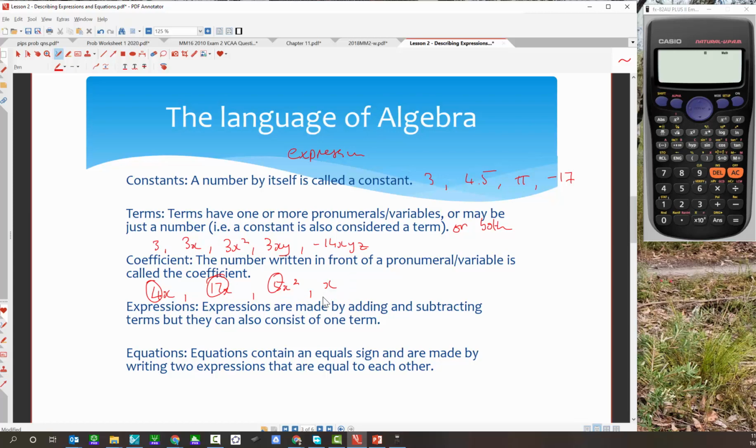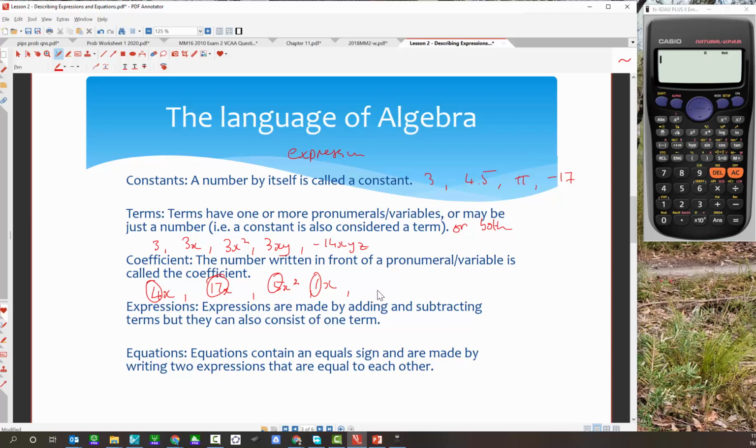If I had x, what would be the coefficient there? Well, hopefully you know that x can be written as 1 times x, which is just x itself. Therefore, the coefficient of any variable just hanging around by itself is always going to be 1.